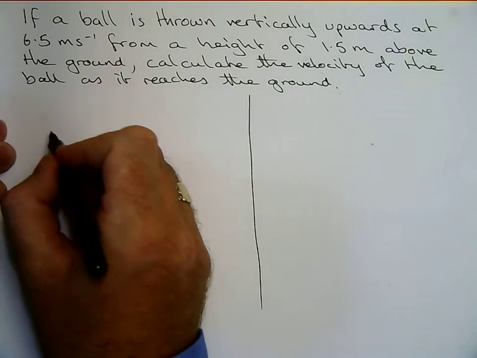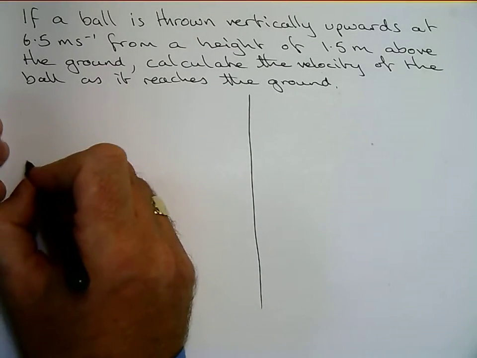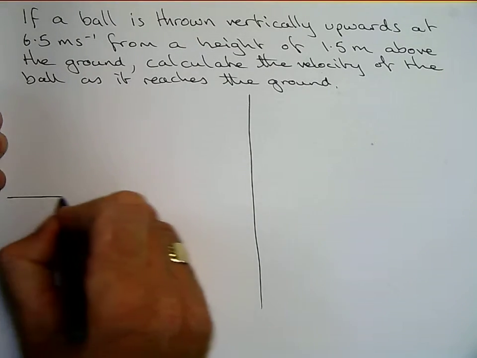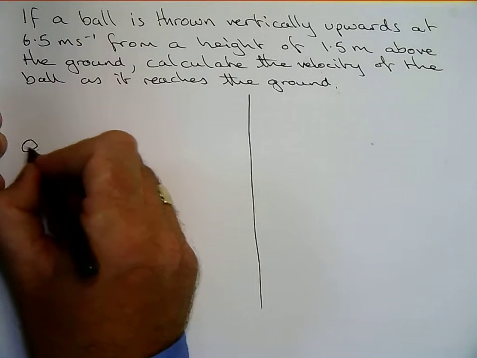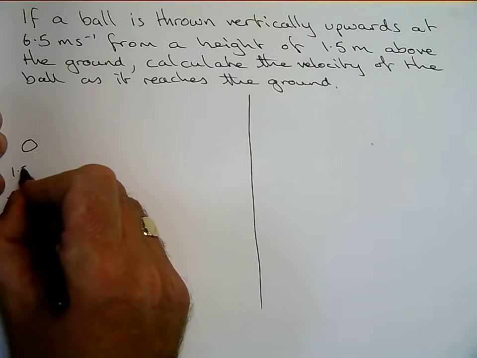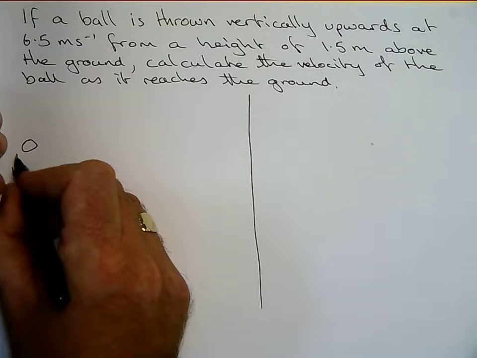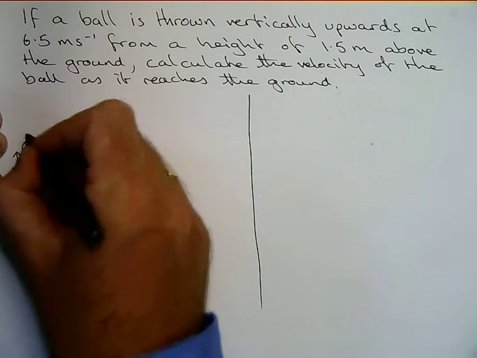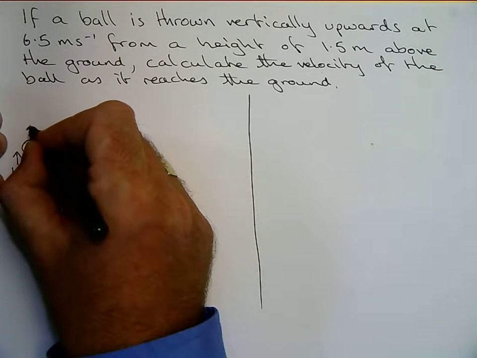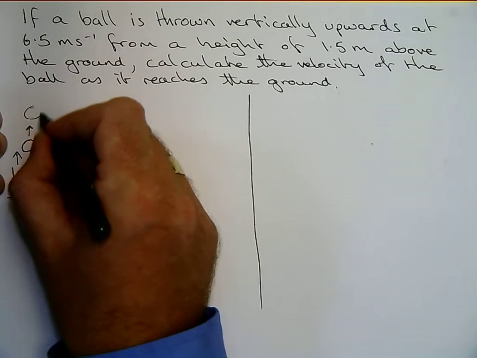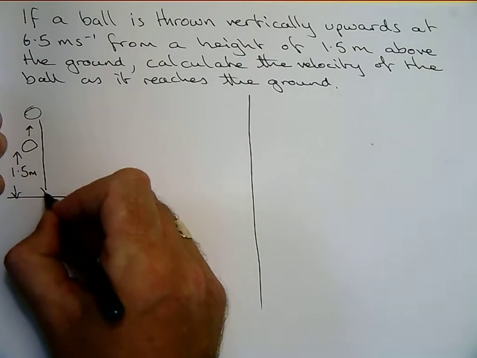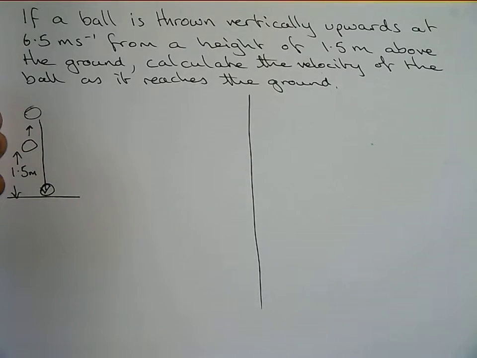Okay, so we split our page down the middle, and I'm going to draw a simple diagram of what we have going on. There's the ground, there's the ball's initial position, 1.5 meters above the ground. It's going to be thrown upwards in that direction, go up to some maximum height, and then fall all the way back down till it hits the ground.